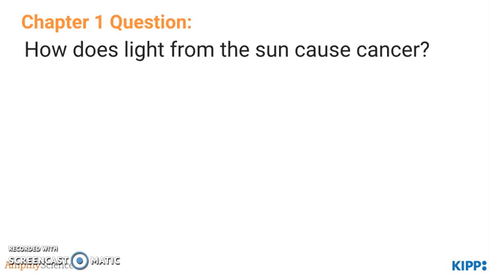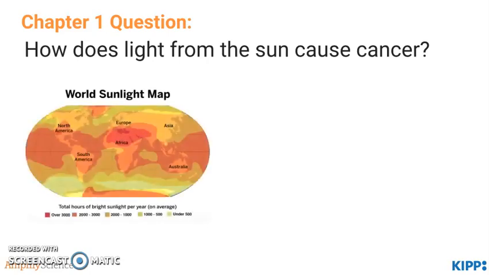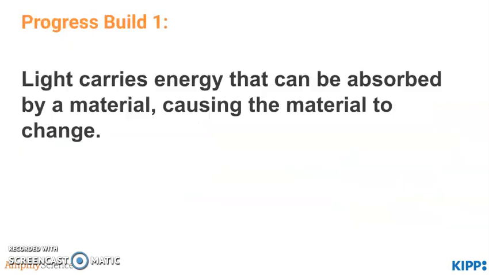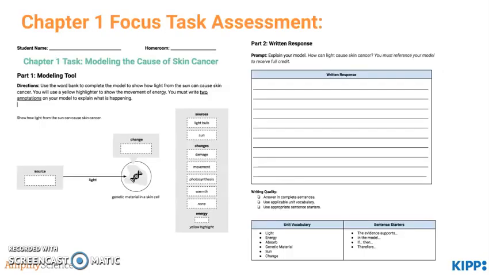By looking at maps of sunlight and skin cancer rates, students actually refute the first claim pretty early, that Australia has high skin cancer rates because it gets a lot of sun. Because they'll see that Australia gets the same amount of sunlight as Brazil, but has a much higher skin cancer rate. By the end of Chapter 1, students should be at Progress Build 1, which means they understand that light carries energy that can be absorbed by a material, causing the material to change. They'll prove their knowledge on this first focus task.